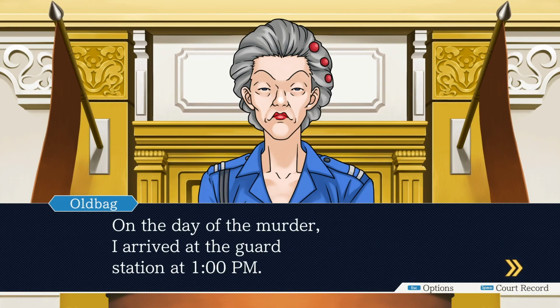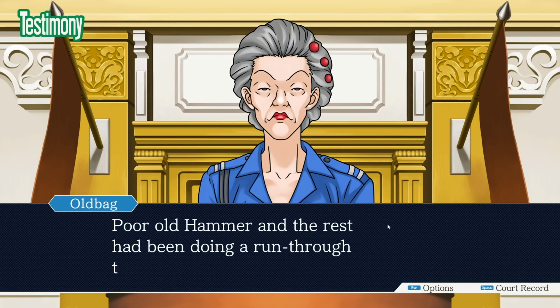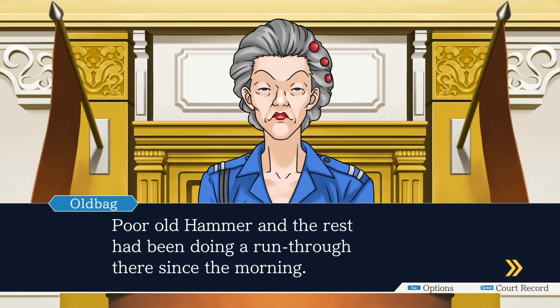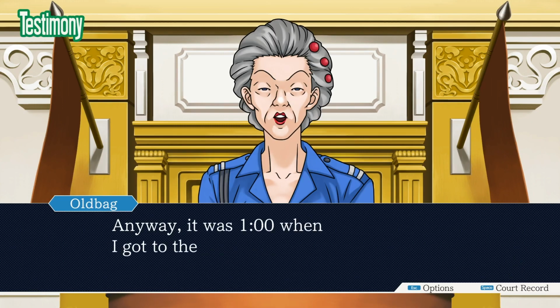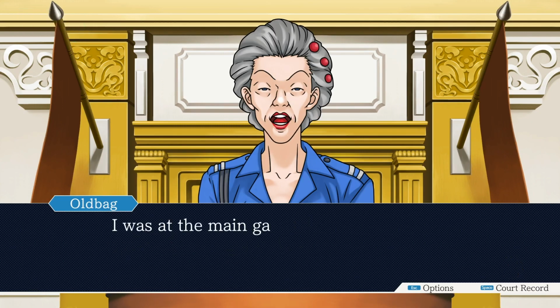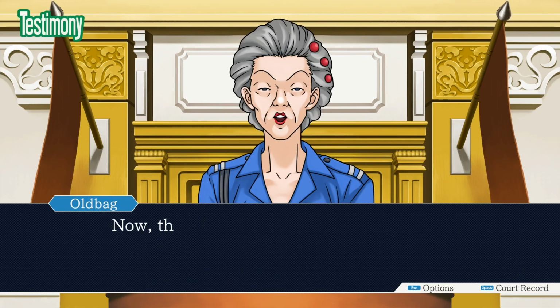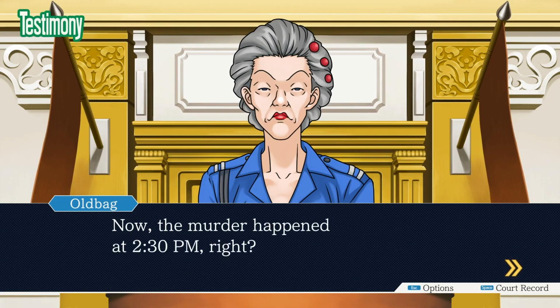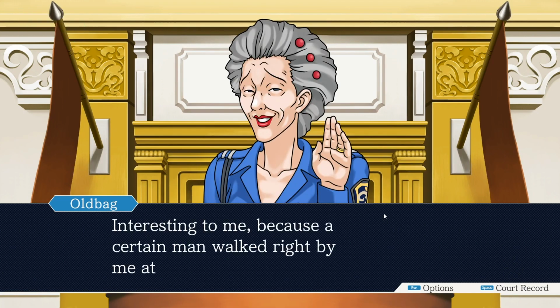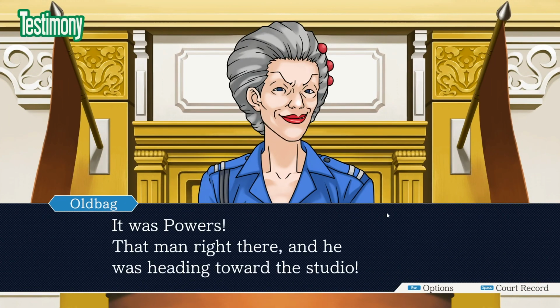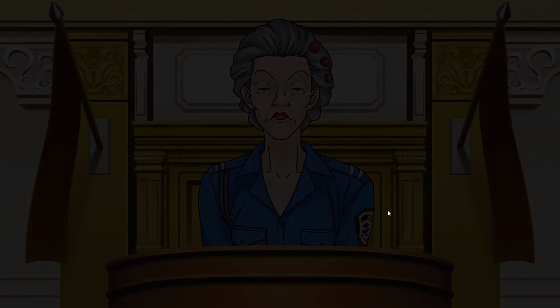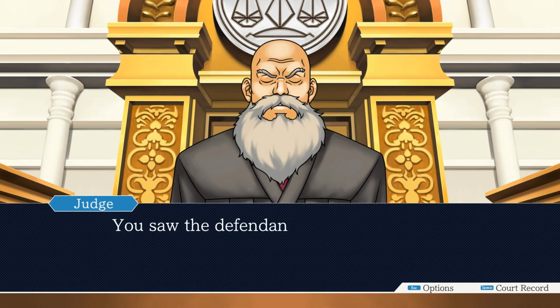On the day of the murder, I arrived at the guard station at 1 p.m. That's consistent with what Gumshoe said. Poor old Hammer and the rest have been doing a run through there since the morning. I had to run some errands that morning. Anyway, it was 1 when I got to the guard station. I was at the main gate from then until 5. Now, the murder happened at 2:30, right? Interesting to me because a certain man walked right by at 2. It was Powers. That man right there was heading towards the studio. You saw the defendant then.